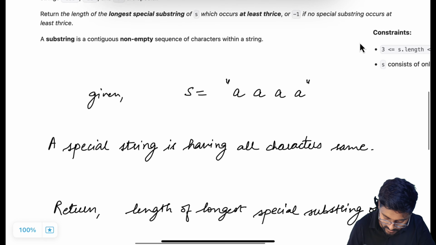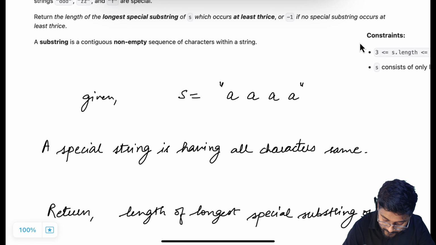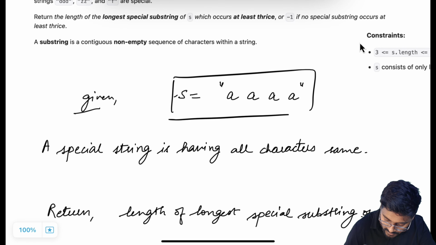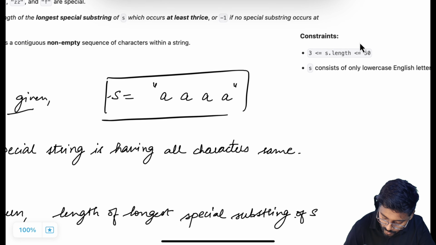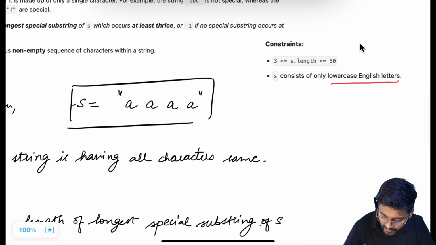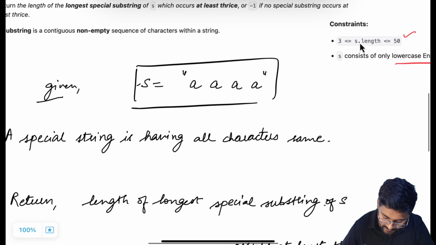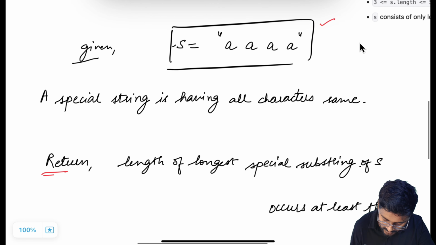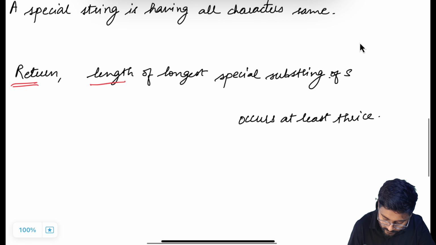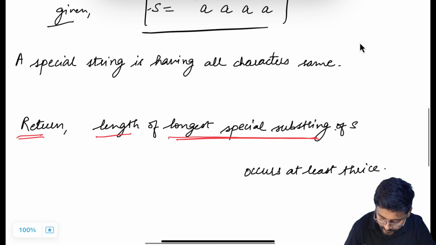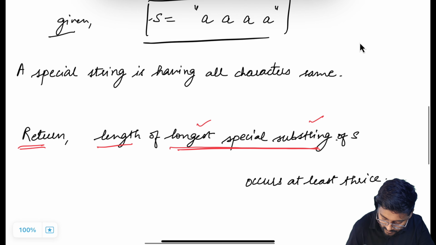I will directly explain it to you using an example. Here what is given to us? A string, which has lowercase English letters, and the length of the string is only up to 50. This is given to us, and what we have to return is the length of the longest special substring of S.